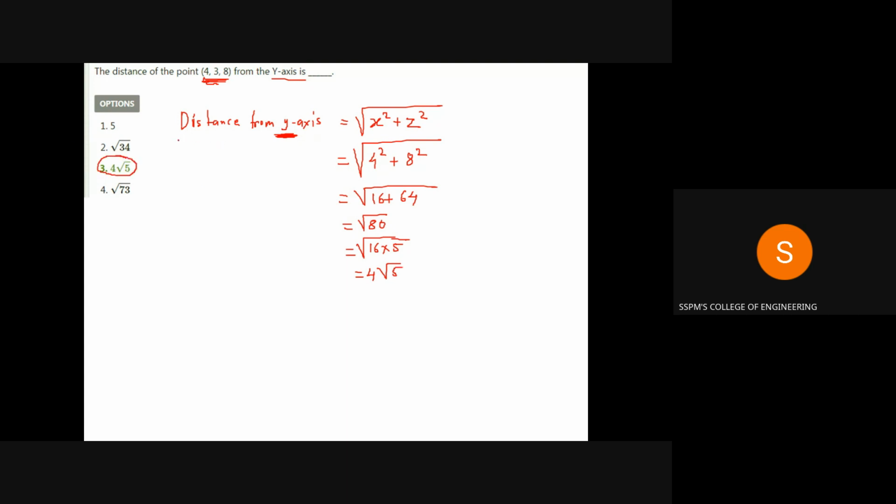So remember this very easy formula. Distance from y-axis is root of x square plus z square. If you have to find the distance from x-axis, it is root of y square plus z square. And if you need to find the distance from z-axis, it is root of x square plus y square.